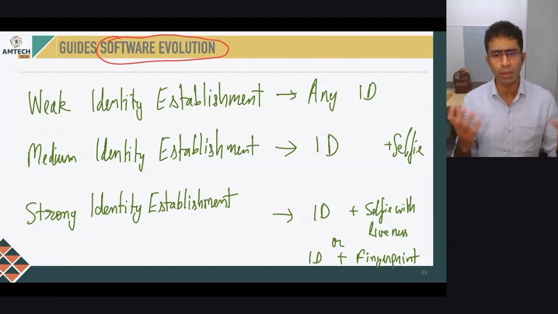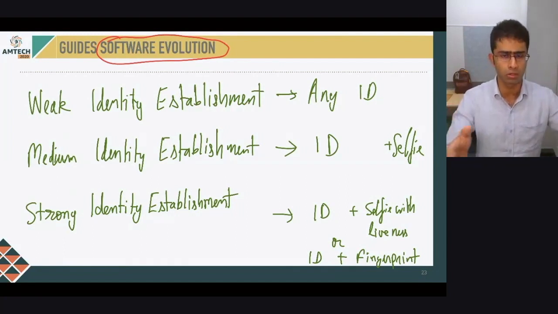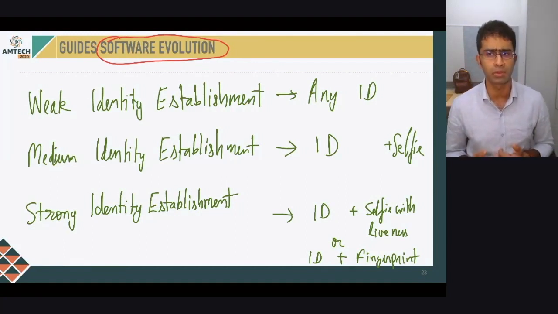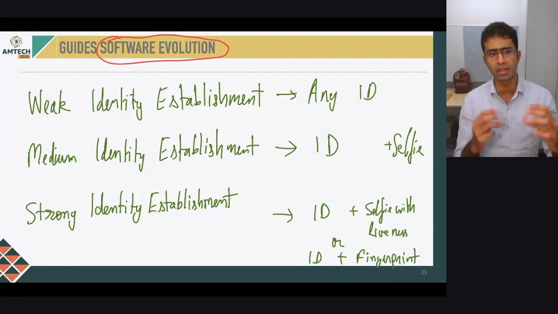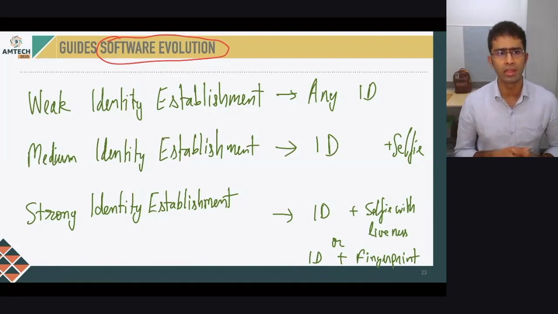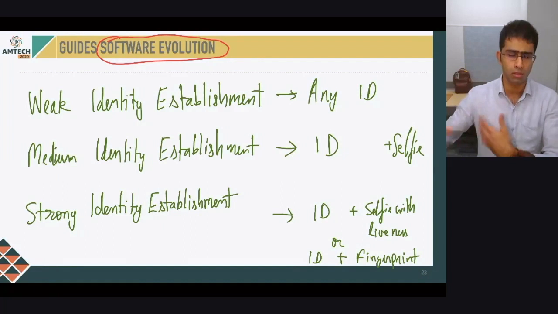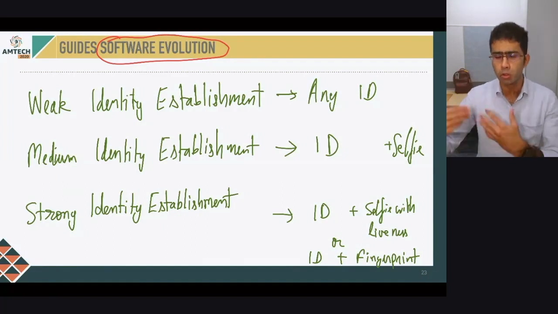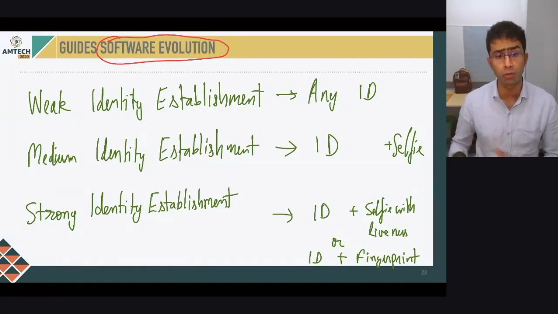So you capture a selfie and, with liveness detection, you verify whether the real user is actually giving that selfie. So what this allows you to do is plug that in as another way to do strong ID establishment. Your software now evolves. You have an evolution path. You don't have to build this out, but you have an evolution path.